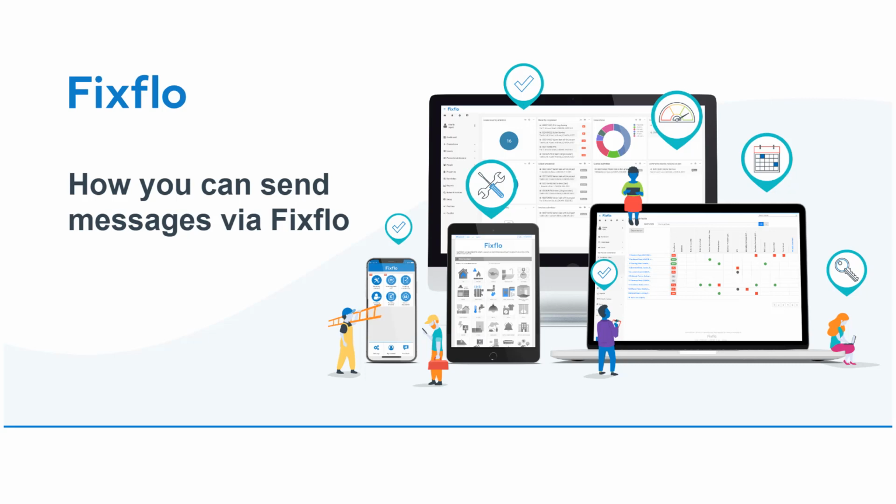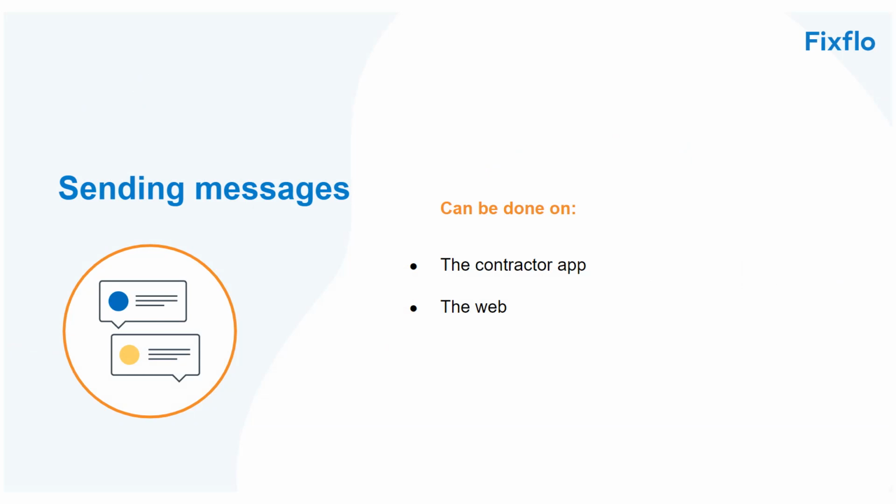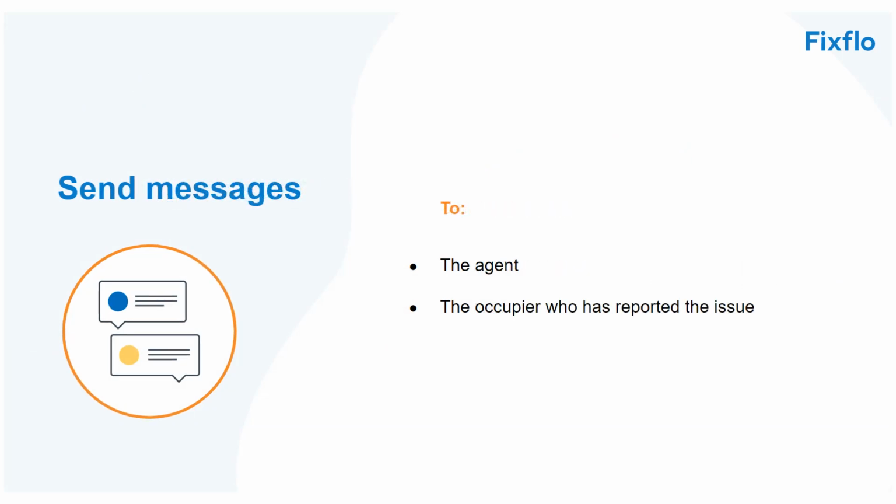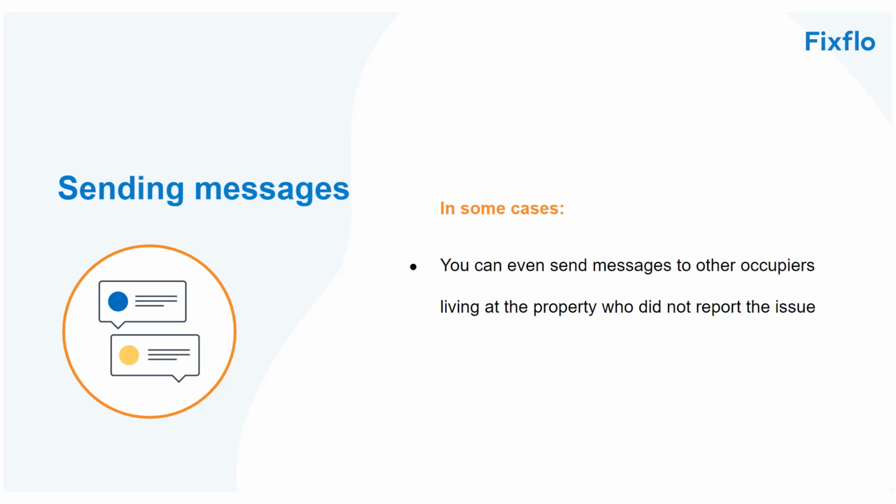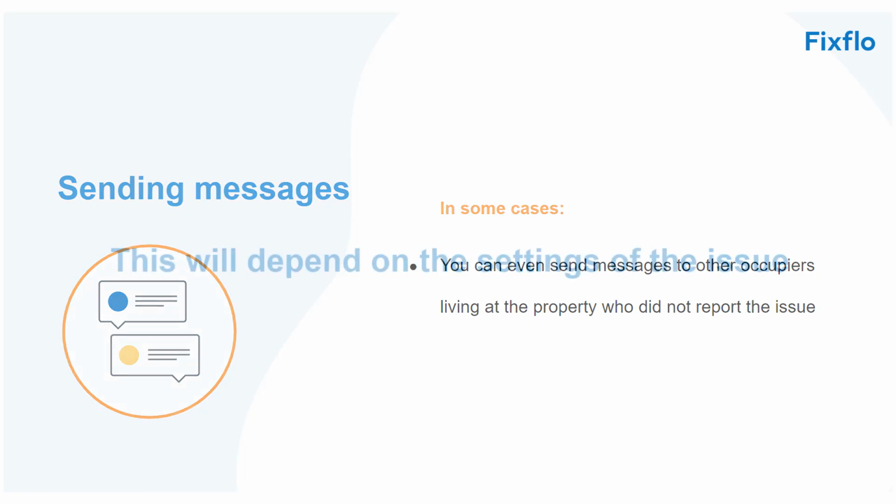This video will show you how you can send messages via Fixflo on both the Contractor app and the web. You can use Fixflo to send messages to the agent and the occupier who has reported the issue. Please note that in some cases, you can even send messages to other occupiers living at the property who did not report the issue. This will depend on the settings of the issue, which are set by the agent.